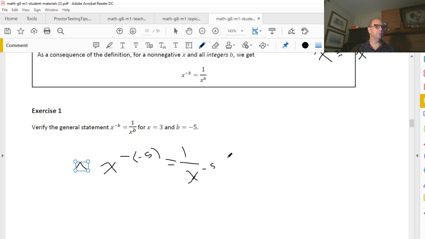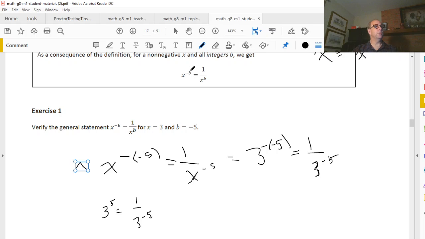But x is 3, so this is 3 to the negative negative 5, which equals 1 over 3 to the negative 5. Okay? A lot of negatives, so we're getting really goofy. What's negative negative 5? That's just a positive 5. So this here becomes 3 to the 5th, and that should equal 1 over 3 to the negative 5, right?